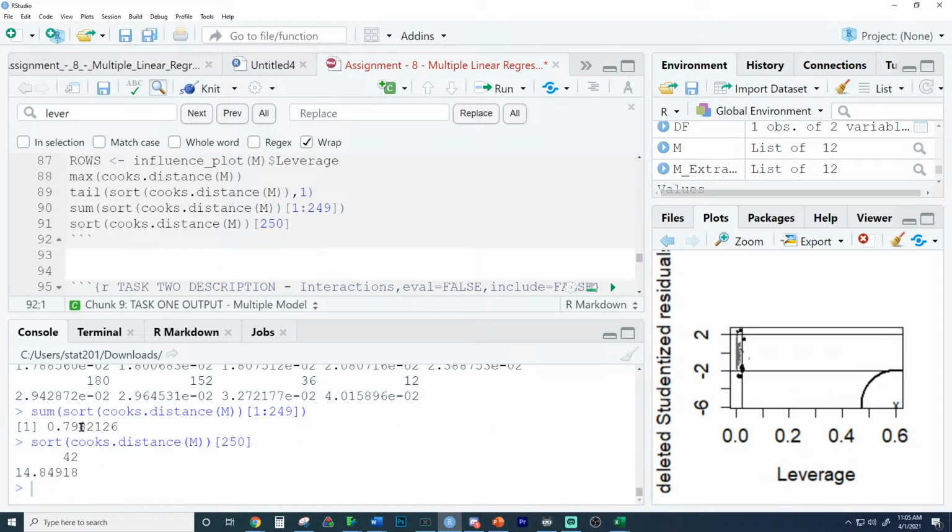But take a look at this. All the points together have an influence of this. The 1 point has an influence of this. What do you think about this? Just think about it like, if I tell you every point, 249 points, have a combined influence on the model of this amount. 1 point has an influence of this amount. So all the points over here together, every other point in the model has an influence of this. One singular point has an influence of this.